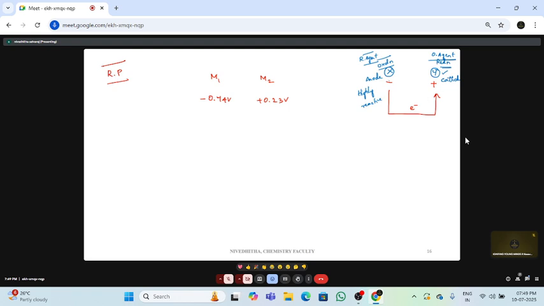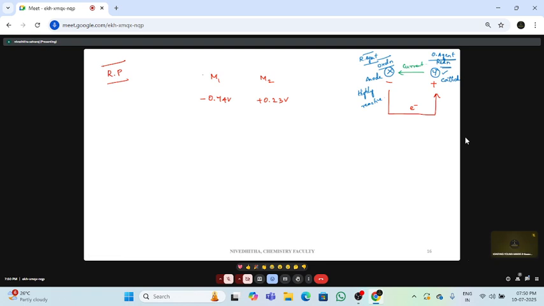So if the electrons are moving from X to Y, then what will be the direction of current flow? Current will be moving from Y to X. Fine. Is that clear? Okay.